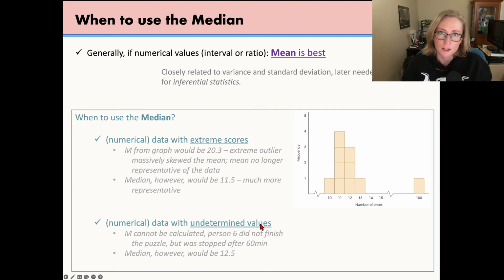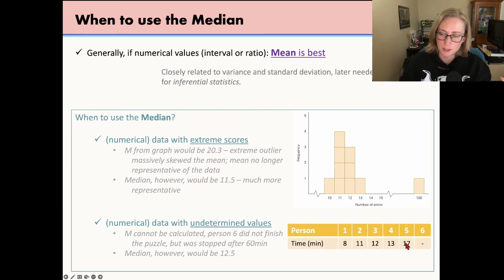Second, undetermined values. I think this is an example taken from the textbook: how long it takes a person to finish a puzzle, sorted by how long it takes. One person solved it in 8 minutes, another in 11 minutes. The last person took more than 60 minutes, which is where the experiment stopped. So they didn't have a 0 here, they had an undetermined amount of time, because who knows how long it would have taken them to solve the puzzle.